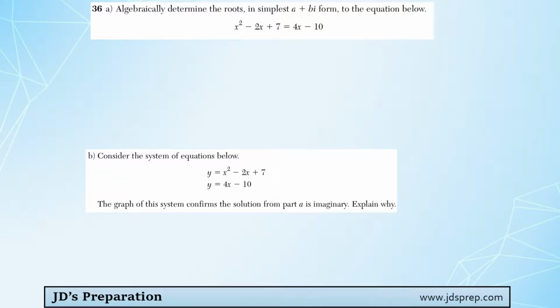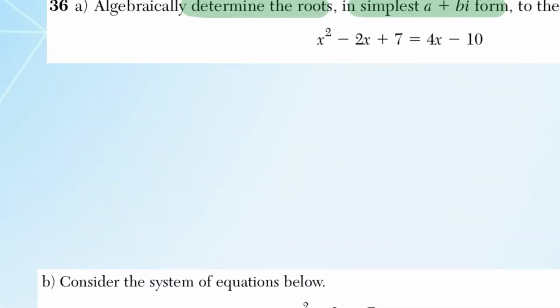For the first part of this problem, we're being asked to determine the roots in simplest a plus bi form of this equation. Well, the fact that it's asking us to give it in a plus bi form is a bit of a giveaway that we're going to be needing to use the quadratic formula. But to start, let's move all of this over to the left-hand side of the equation. So then we'll have x squared minus 6x plus 17 is equal to 0.